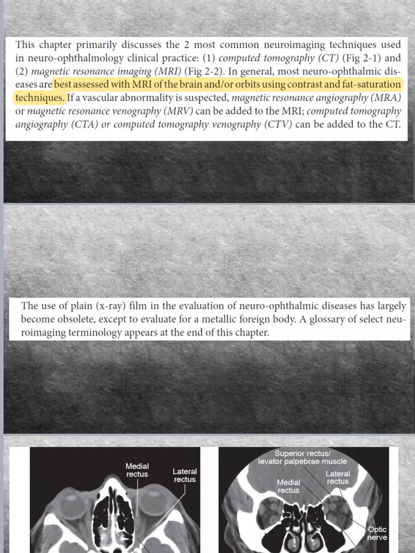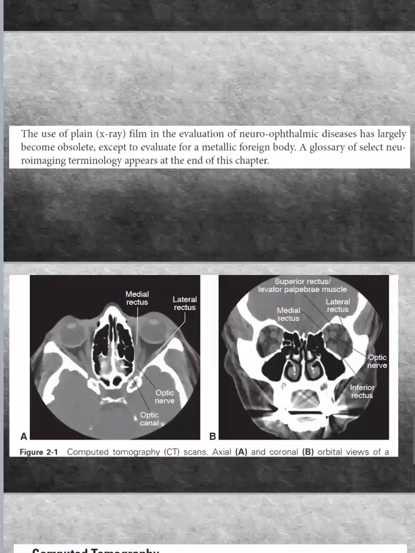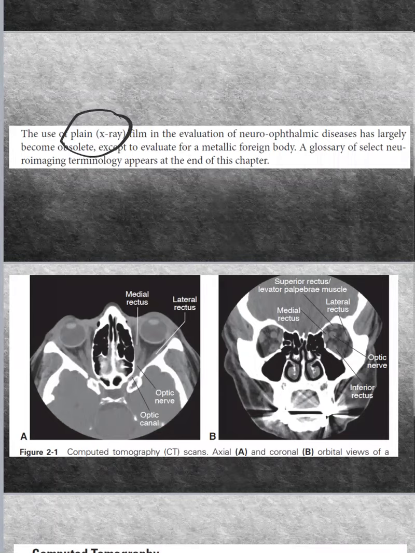If you have CT or MRI, what will you choose for a case of neuro-ophthalmology? By the way, we prefer the MRI because it is better in soft tissues. So the MRI is the gold standard, but CT is also applicable for us. But what is the use of plain X-ray? Is it useful or not? It is not that useful, but it may be used for a metallic foreign body, because of the contraindication of the MRI. If I have a metallic foreign body, MRI is absolutely contraindicated.